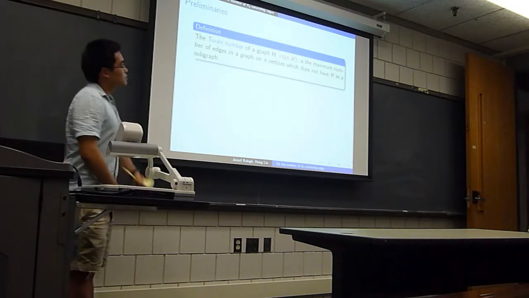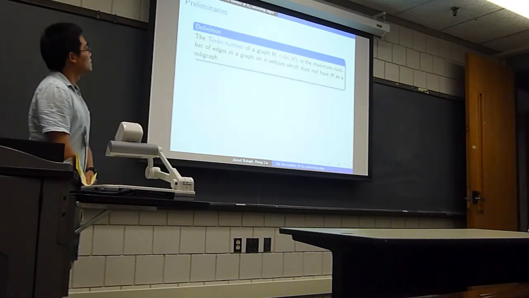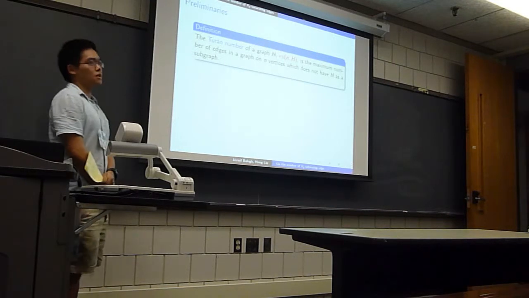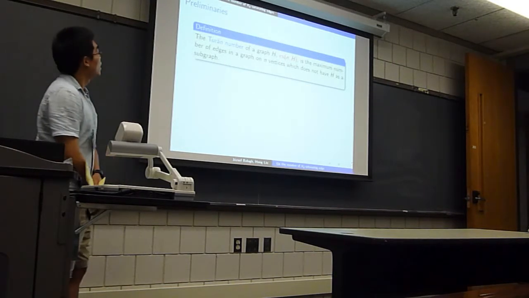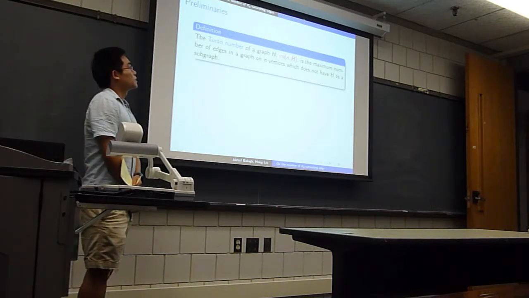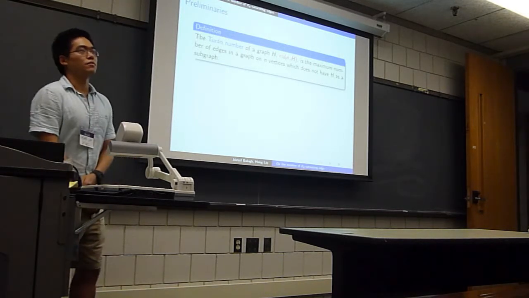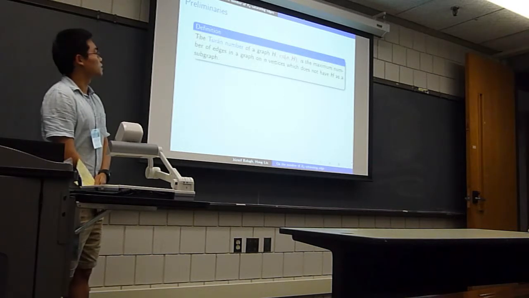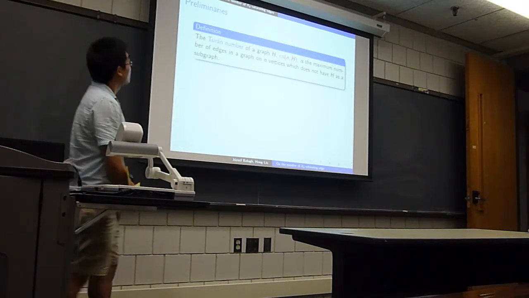So first, just to get on the same page, the definition: the Turán number, sometimes called the extremal number, of a graph H, denoted ex(n, H), is basically the maximum size of a subgraph of the complete graph that does not contain H as a subgraph, not necessarily induced.